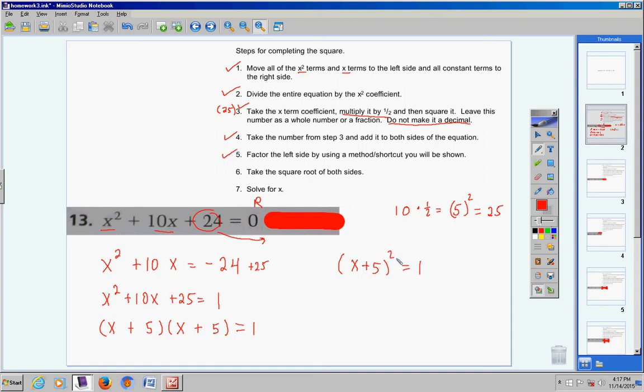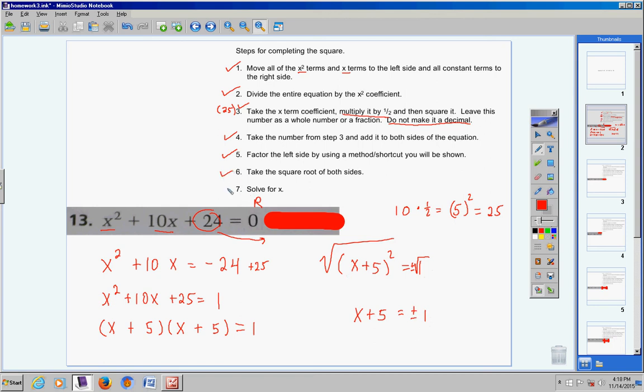Step 6, take the square root of both sides. Okay, I want to get rid of this power too. So if I take the square root of something squared, the square root and the squared cancel each other out, and you're just left with the base, which is x plus 5. However, you cannot take the square root of one side without taking the square root of the other side. So plus or minus the square root of 1. Now the square root of 1 is 1, obviously, because 1 times 1 is 1. So I have plus or minus 1.